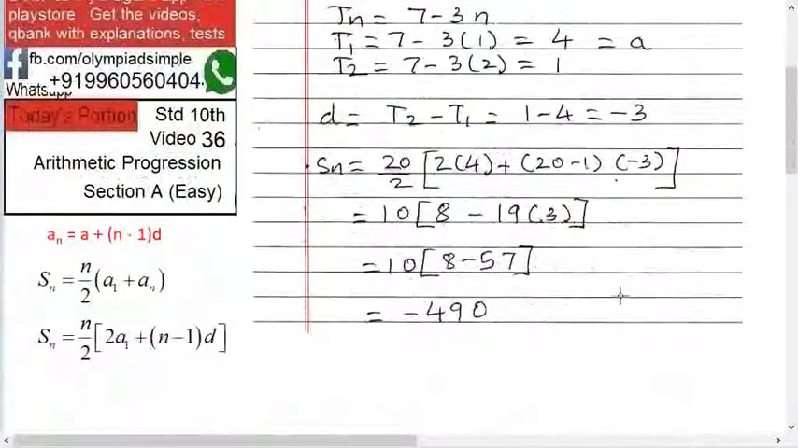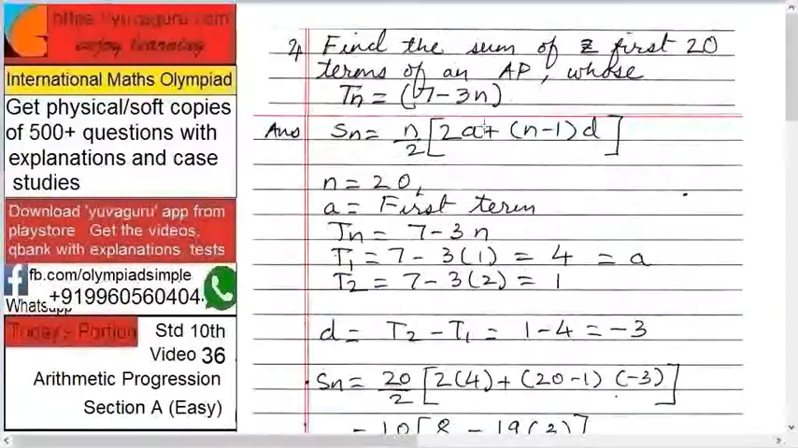Now it's easy. Sn equals 20 upon 2 into 2a, so 2 into 4 plus 20 minus 1 into minus 3. Solve this. 8 minus 19 into 3, right, into 10. So solve this again. You get minus 490. So the sum is minus 490.